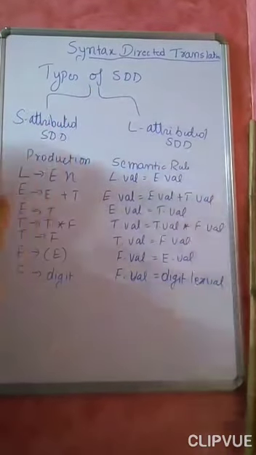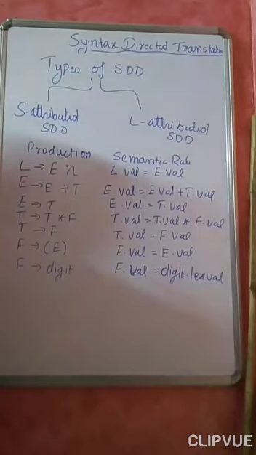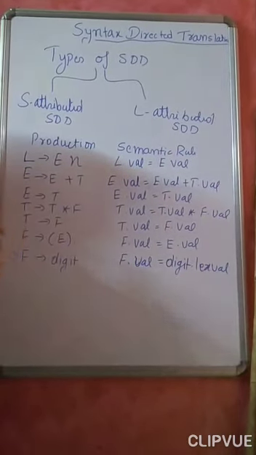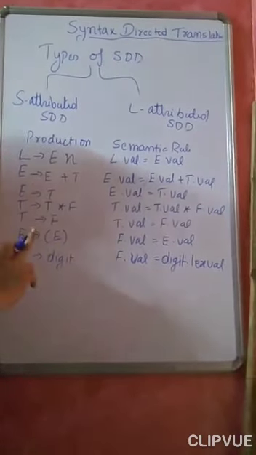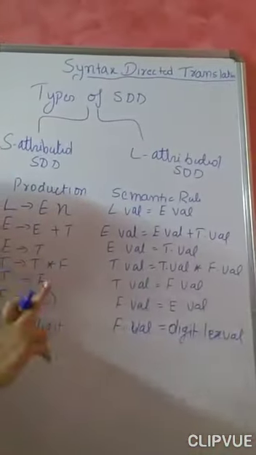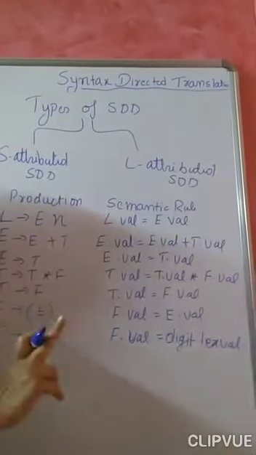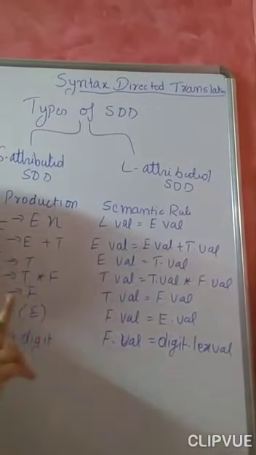Consider the types of SDD. There are two types of attributes I told you about. One is synthesized attribute, the other one is inherited attribute. Synthesized attributes are the attributes whose value depends on the value of their child nodes or itself. Inherited attributes are the attributes whose value depends on the value of the sibling nodes, or the value of the parent node, or by itself.